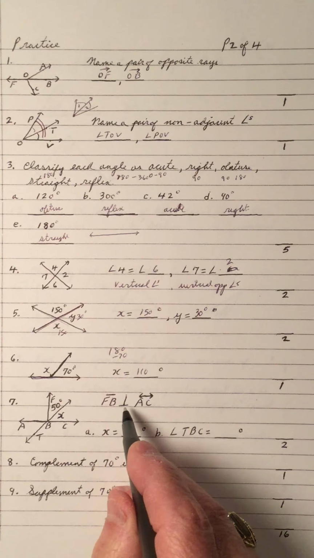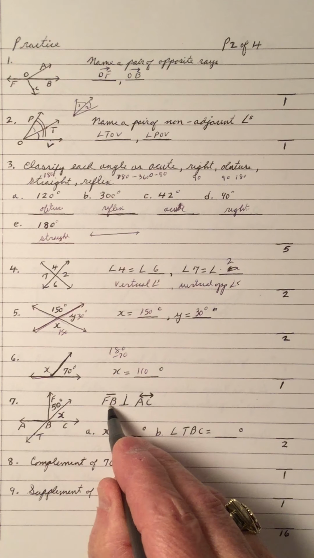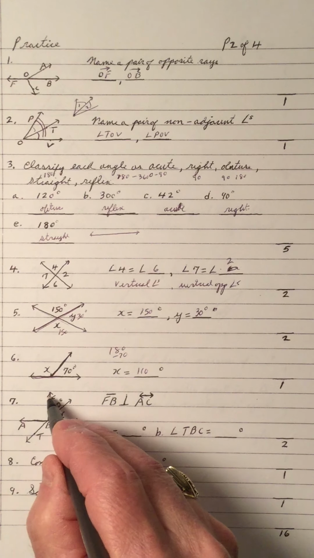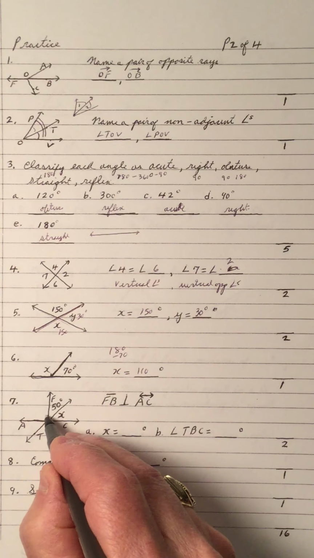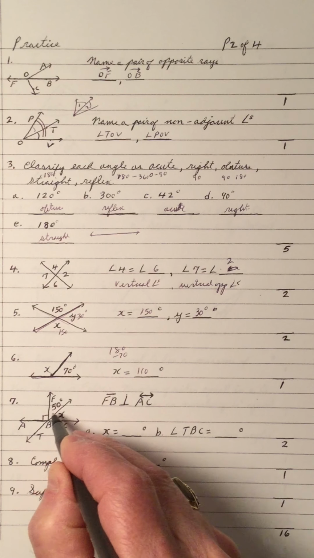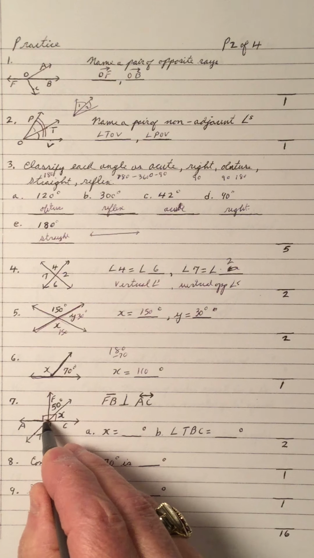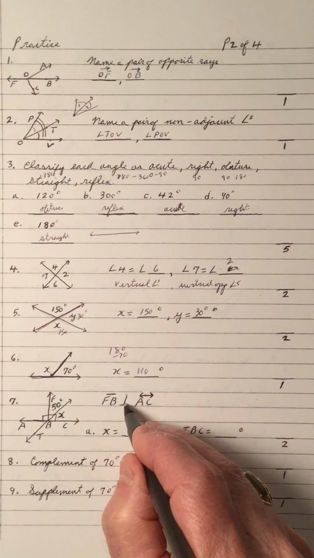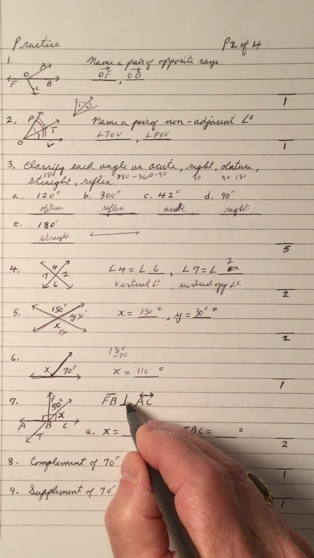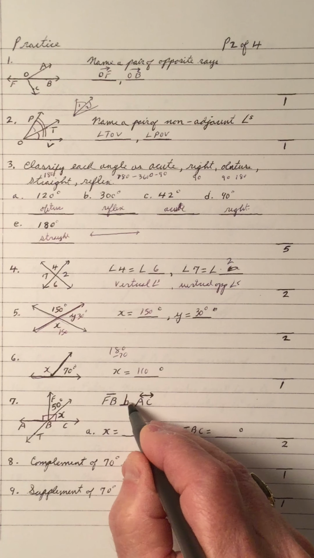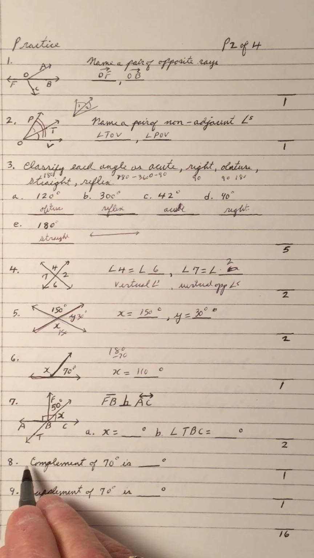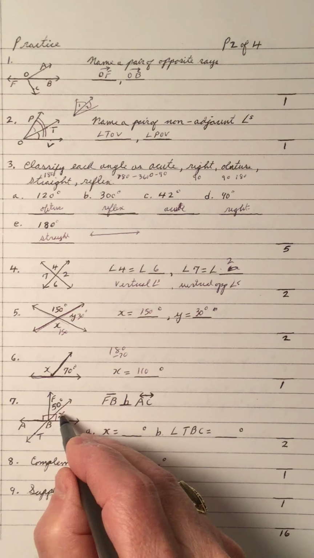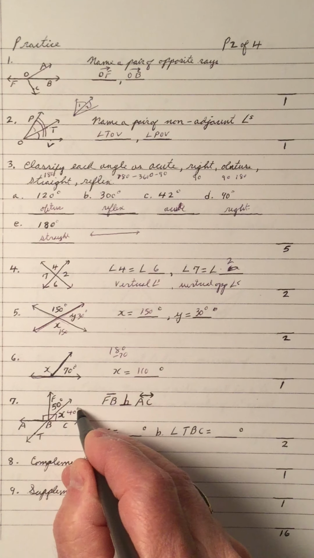Number 7, we have, it says FB is perpendicular to AC. FB is perpendicular to AC. So that's a right angle right there. And that's a right angle right there. 90-degree angle. Two lines. If you see this symbol, it's perpendicular, so that's understood to be a right angle right there where they meet. And that angle is 50, then X must be 40.